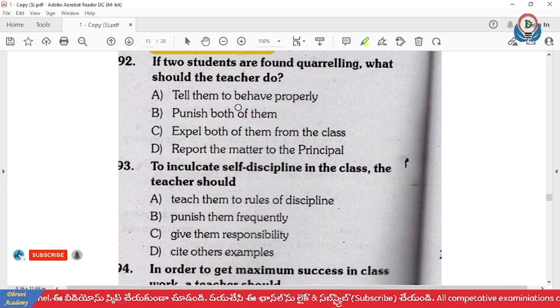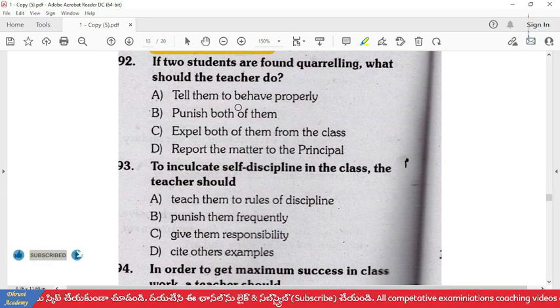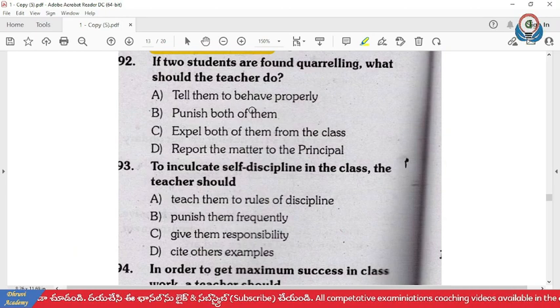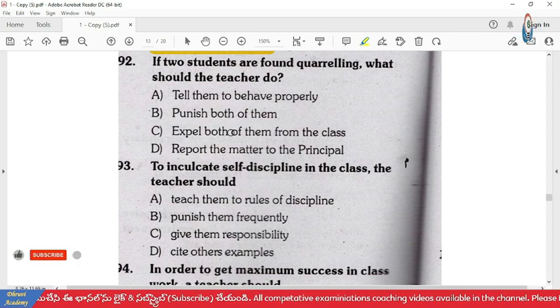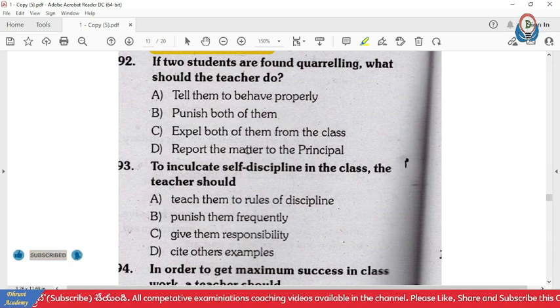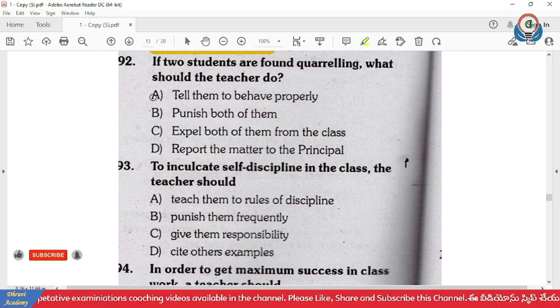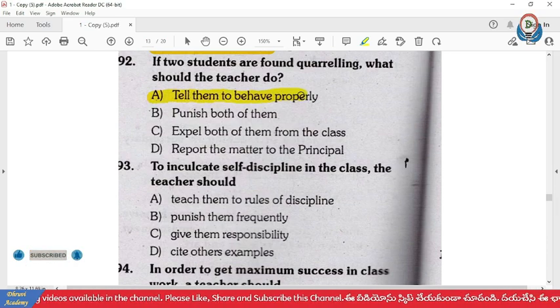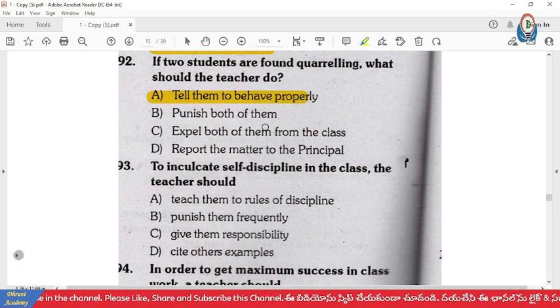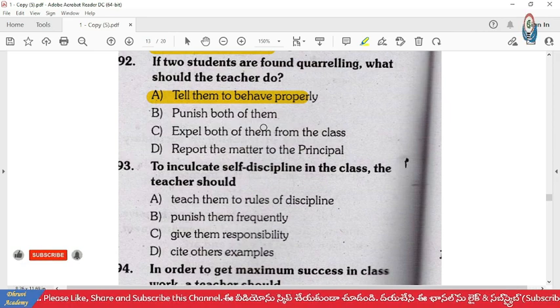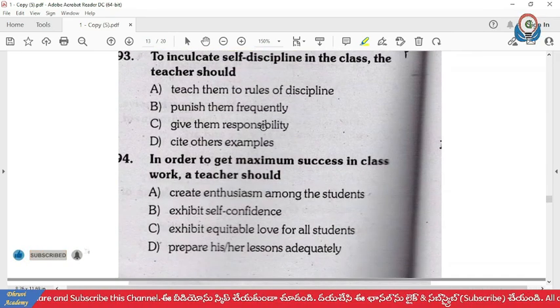If two students are found quarreling, what should the teacher do? Tell them to behave properly, punish both of them, expel both of them from the class, or report the matter to the principal. Which is the right answer? Then the teacher should tell them to behave properly in the classroom. Not punish, not send them out of the class, and not report to the principal.